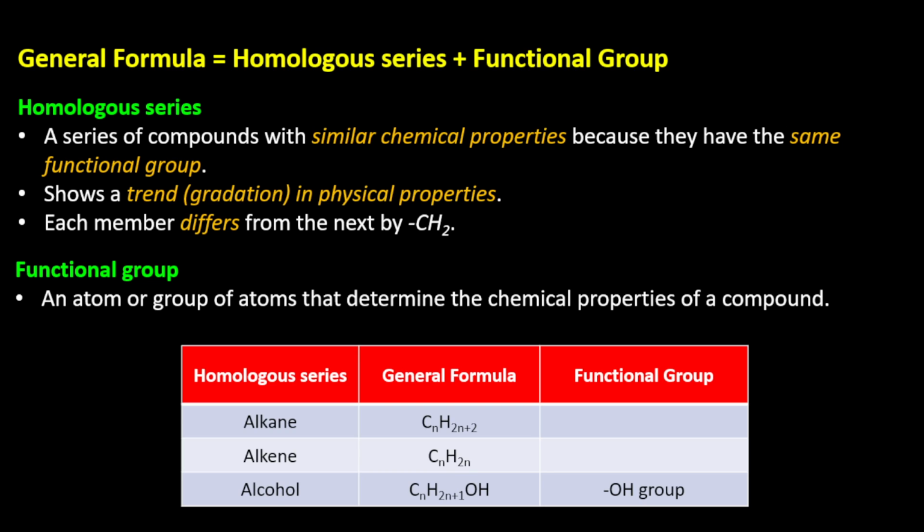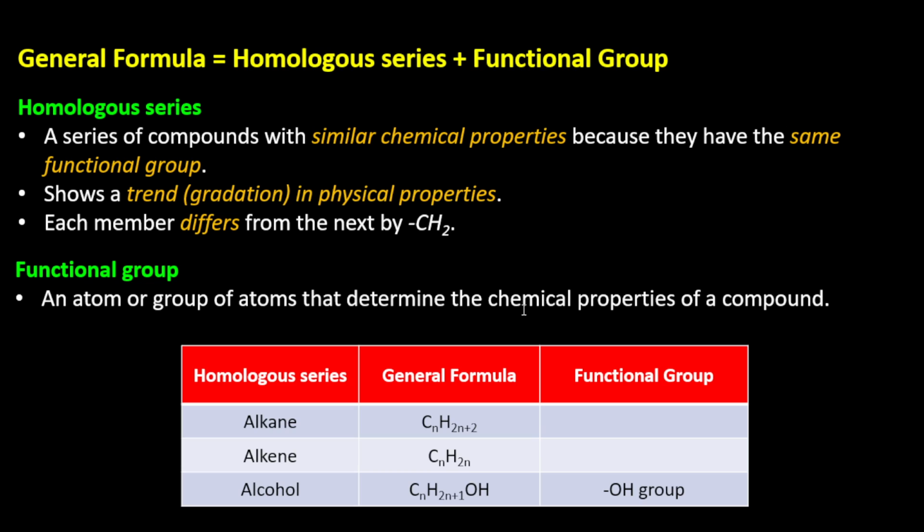So, to write down the general formulas, first you need to know 2 vocabularies here, which are the homologous series and functional groups. The homologous series means that they are a series of compounds which have very similar chemical properties. Why? Because they have the same functional group. This will be explained to you later. They show a trend in physical properties, and one member is different from the next by CH2. And the functional group is an atom or group of atoms which determines the chemical properties of a compound.